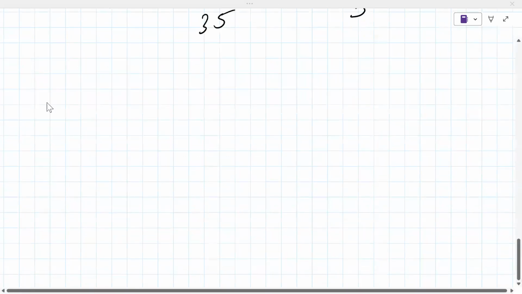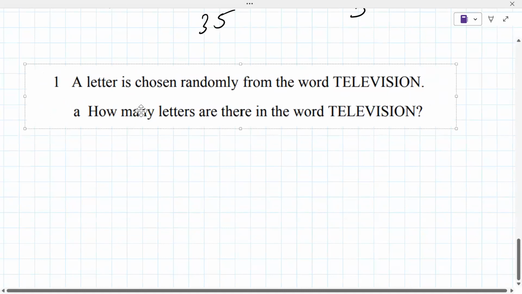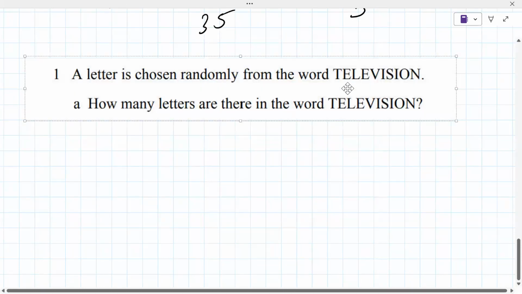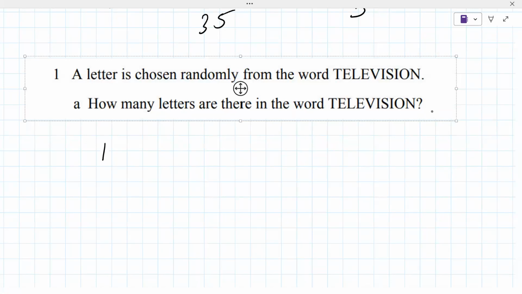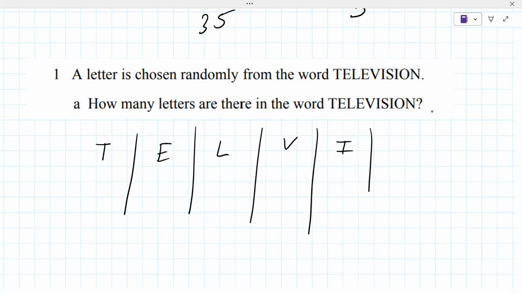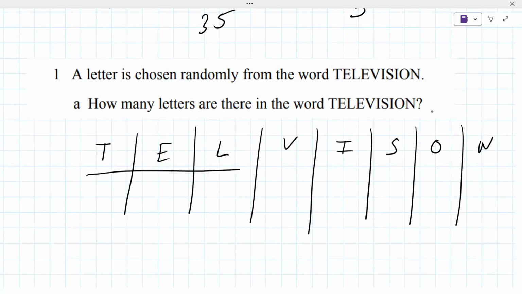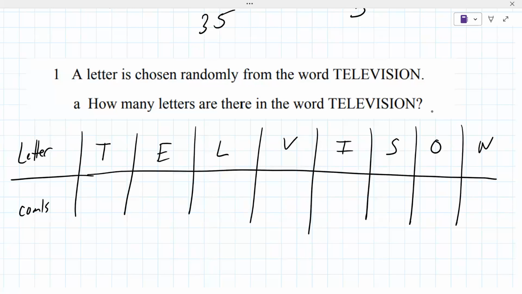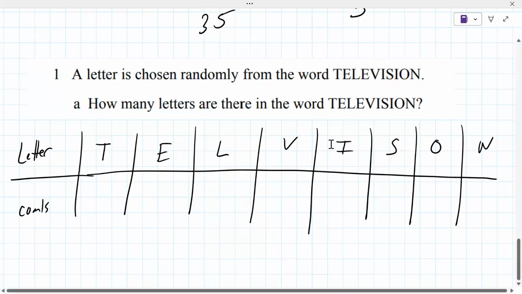One of the next problems we might see here says a letter is randomly chosen from the word television. The first thing it asks you is, how many letters are there in the word television? What you really want to do is make a chart here. There's T, E, L, V, I, S, O, and N. See how these are all different? And you want to put the counts in: how many T's, E's, L's, V's, I's, S, O, and N's? Could you do that for me, please?